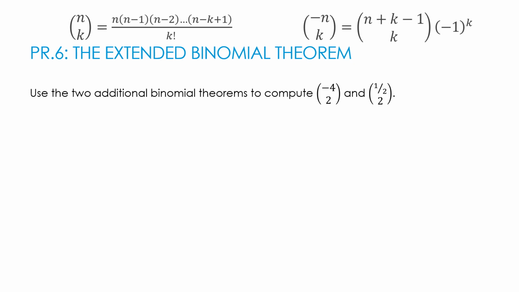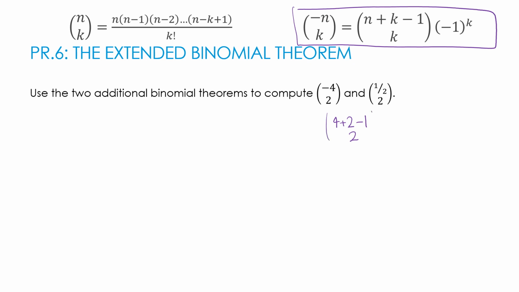For the first one, I'm looking at a negative value, so again, I'm focusing on this one. And this one says, take 4 plus 2 minus 1 over 2, or choose 2, and then negative 1 to the second. Now, do I care about the negative 1 to the second? Negative 1 to the second is going to be positive 1, so I really don't care. So what I'm ending up with, and you can go ahead and write negative 1 squared, 4 plus 2 is 6, minus 1 is 5, so my answer is really just 5 choose 2.